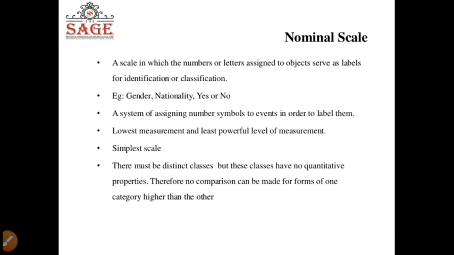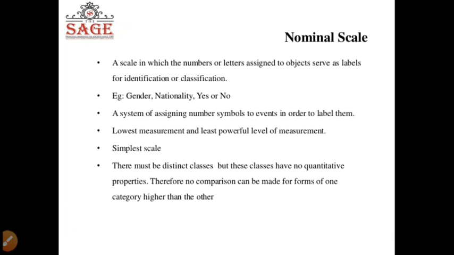So 1 and 2, they all have a deterministic aspect on the research. So we cannot say that it is something lowly. The only thing is the method of measuring it is lowly. It is very simple, so it is a simpler scale. There must be distinct classes, but these classes have no quantitative properties. Therefore, no comparison can be made for forms of one category higher than the other.